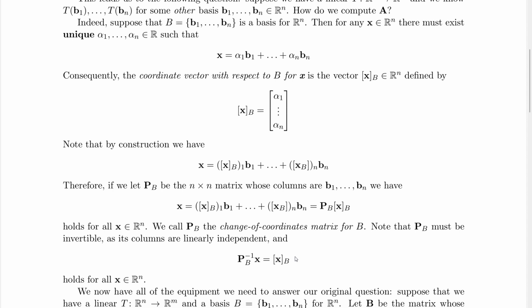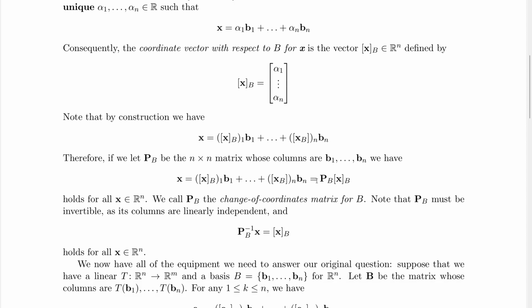All right. Now, equipped with this, we can go ahead and answer our original question. Suppose that I do have a linear mapping T from Rn to Rm. I have a basis B for Rn, and I have the matrix B, whose columns are going to be these outputs. So let's say I do know those outputs for this basis. I'll make a matrix by smashing those together.